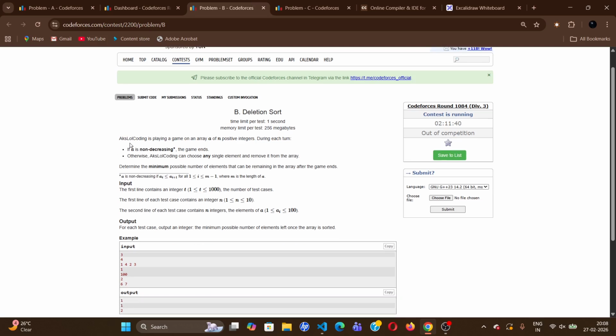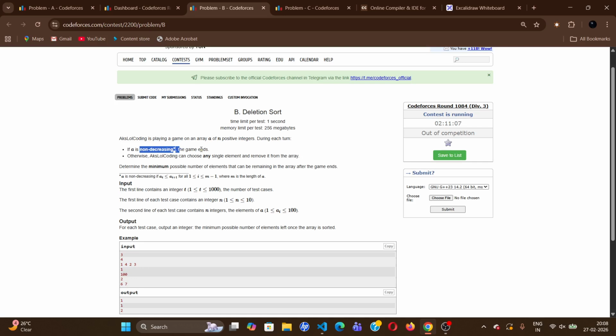Next, Lol Coding is playing a game on an array of n positive integers. During their turn, if a is non-decreasing, the game ends. Otherwise, choose any single element and remove it from the array. Non-decreasing, so it must be increasing or flat. Determine the minimum possible number of elements that can remain in the array after the game ends.